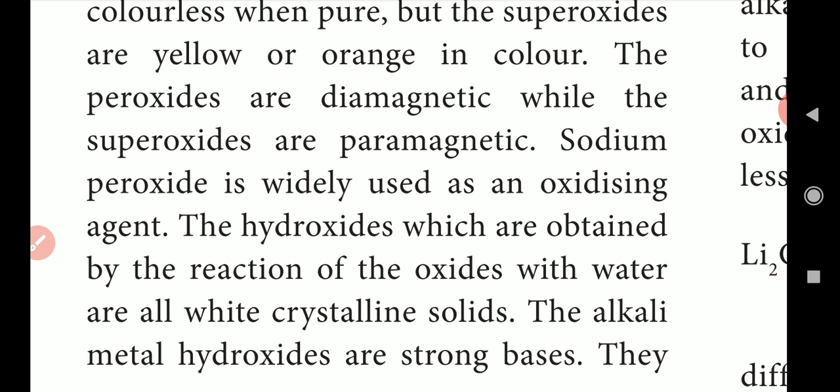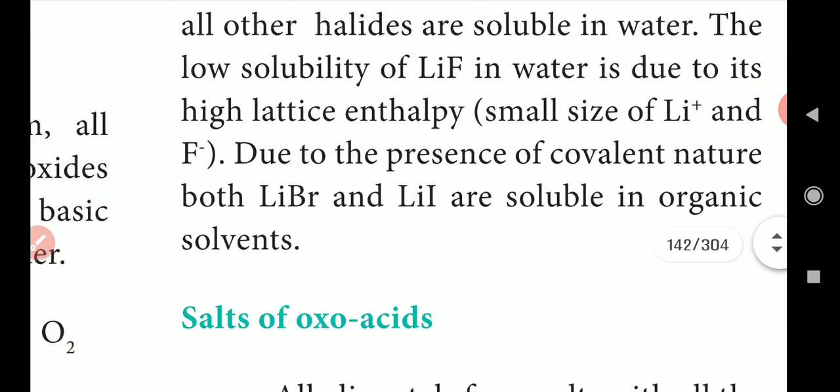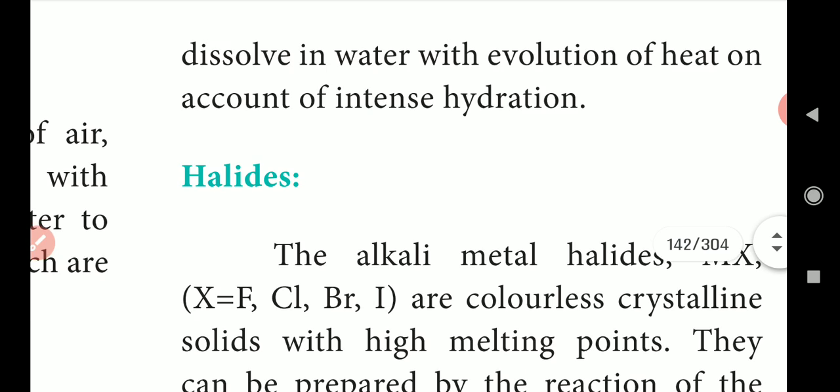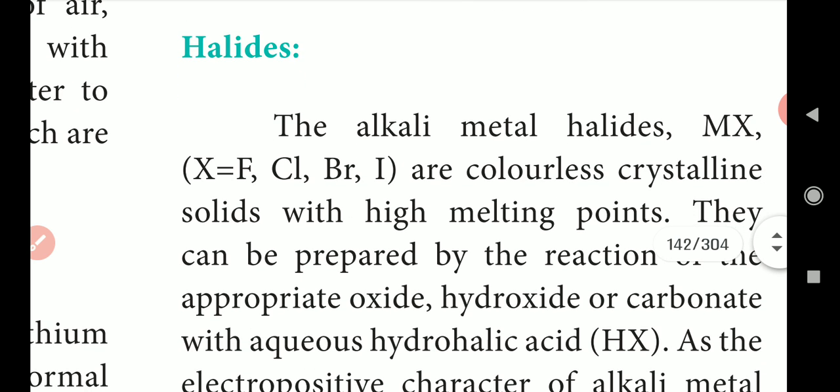The hydroxides obtained by the reaction of oxides with water are all white crystalline solids. The alkali metal hydroxides are strongly basic in nature and are all easily soluble in water. They dissolve in water with evolution of heat on account of intensive hydration, so the metal hydroxides make an exothermic reaction with water.